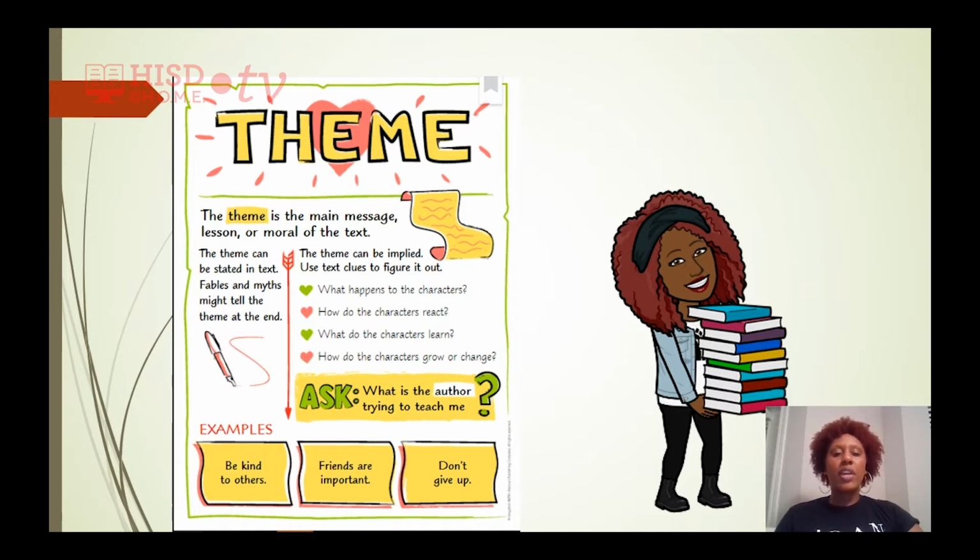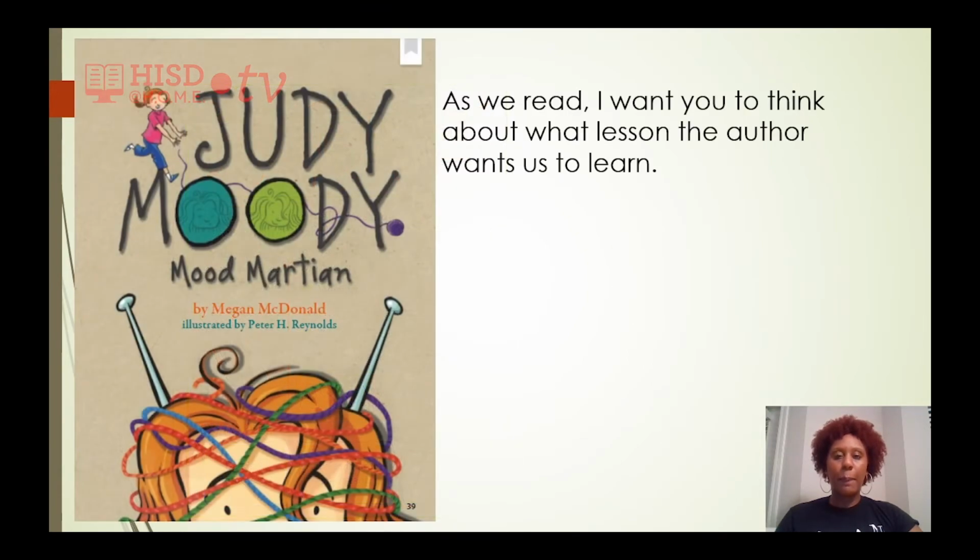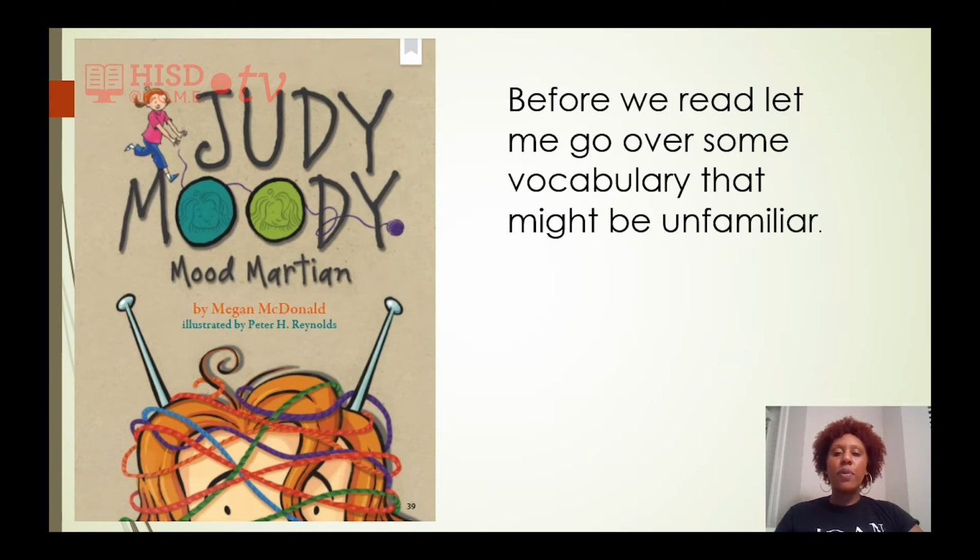We have to think about what happens to the characters, how these characters react, what the characters learn, and how the characters grow or change. The key thing we need to ask ourselves is, what is the author trying to teach me? As we read, I want you to think about what lesson the author wants us, the reader, to learn. Before we read, let me go over some vocabulary that you'll see in the story that might be unfamiliar.